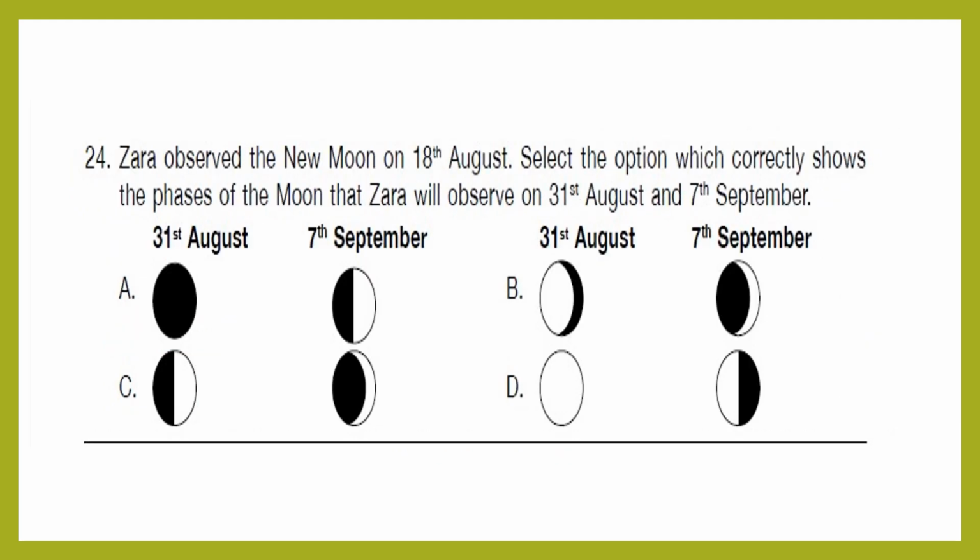Question number 24. Zara observed the new moon on 18th August. Select the option which correctly shows the phase of the moon that Zara will observe on 31st August and 7th September. If on 18th August it's new moon, that means after 13 days it will be full moon, and after 7 days of full moon it will be waning gibbous. So our answer is option D.